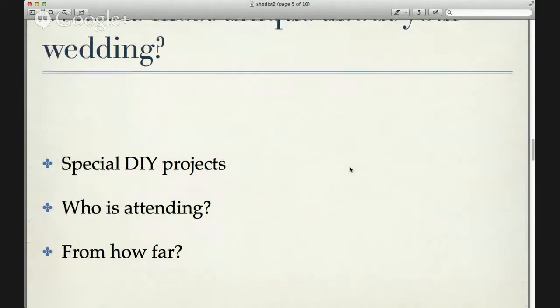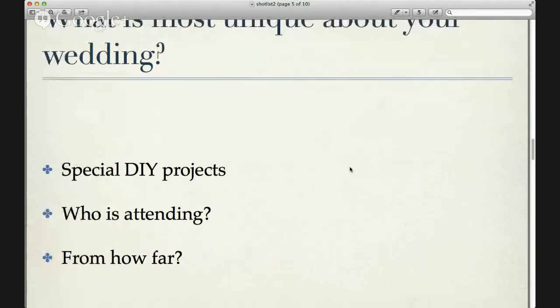And another unique thing that a lot of people tend to forget about, who is attending? So for my husband and myself, it was the very last event for both of our grandmothers. They passed away not too long after the wedding. And think about who is attending that you're really going to want to remember in the future, when you're celebrating your 5th anniversary, your 10th anniversary, who's attending your wedding that you're going to want to remember forever.